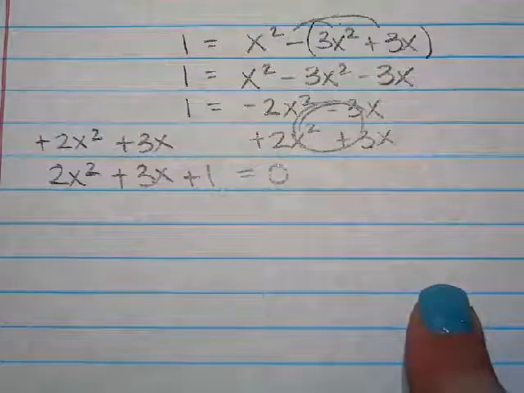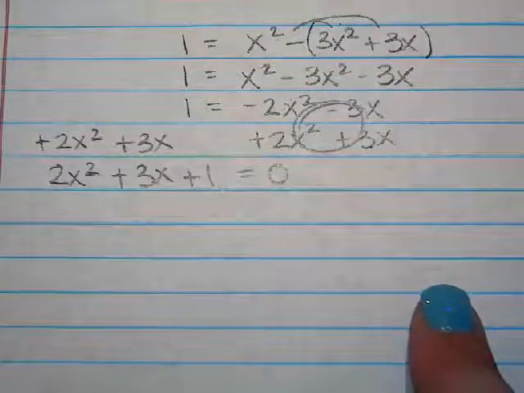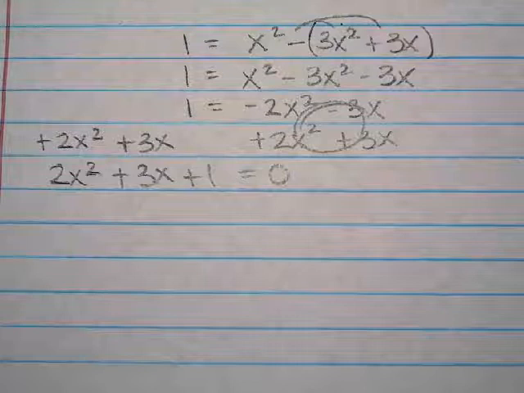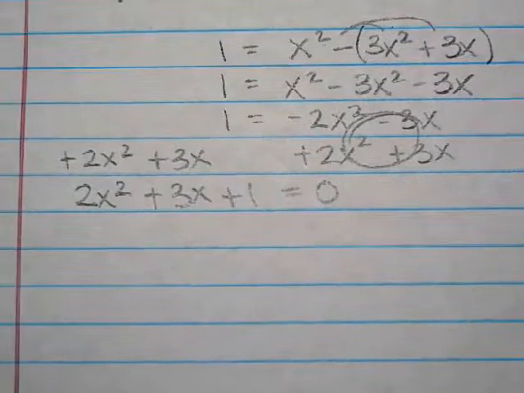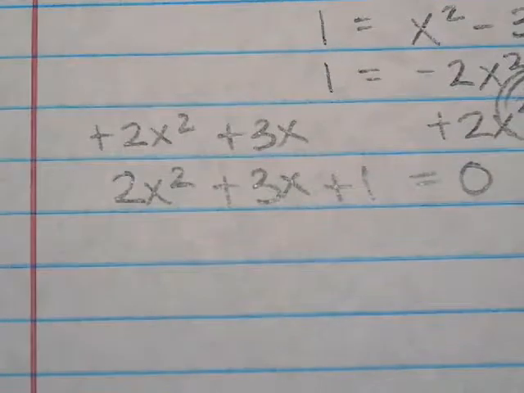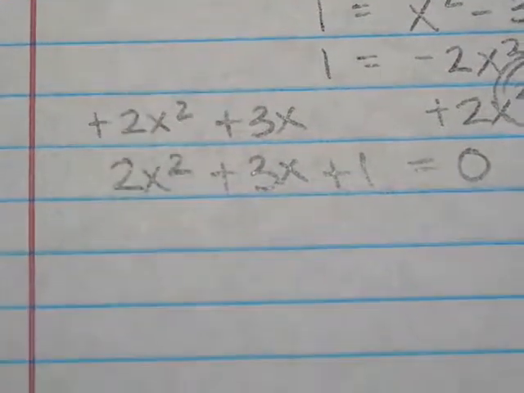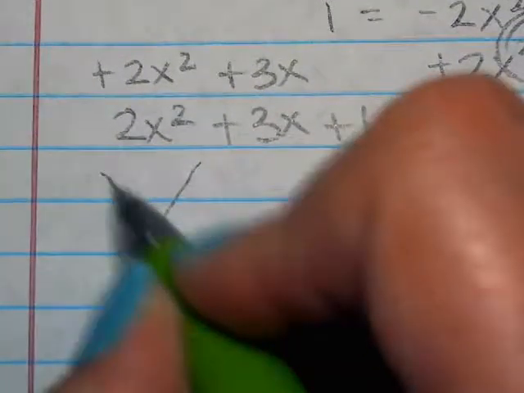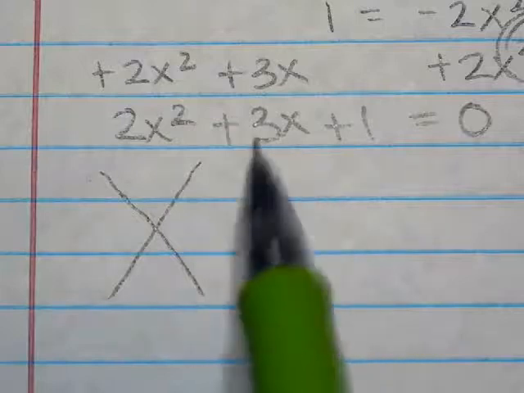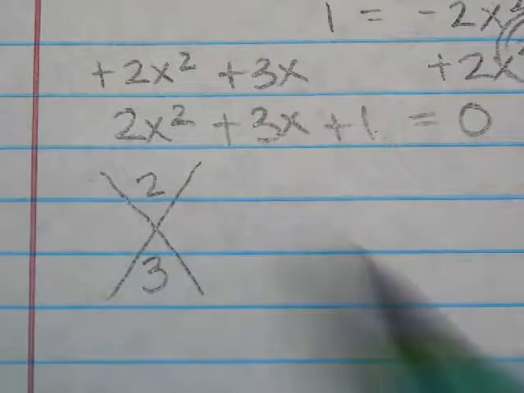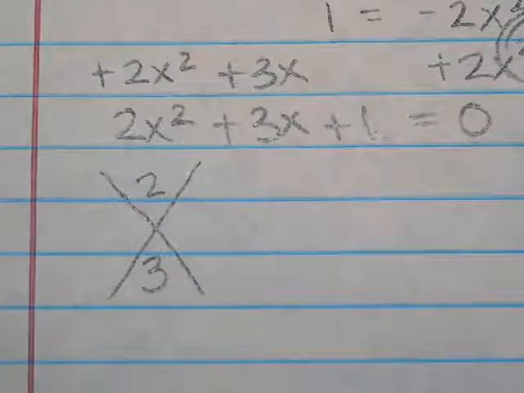So what method are we using for solving this? This is a slide divide problem. How do we recognize it as a slide divide? There's no GCF, and it's got a number in front of the x squared. Okay. So we are looking for two numbers that multiply to 2, 2 times 1, that add to 3. Two and one.